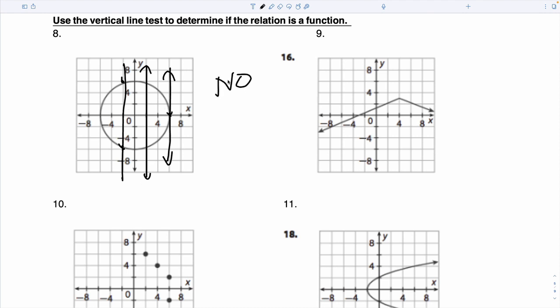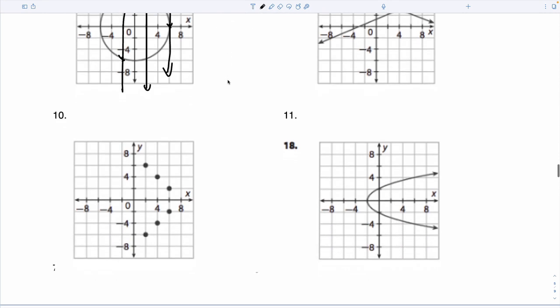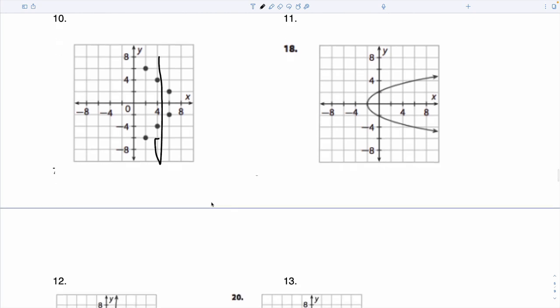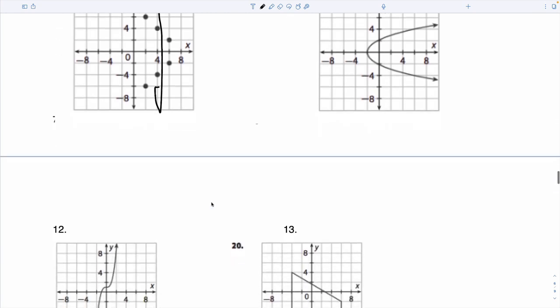Number 16, Kingston's not here. Tanner. Correct. Number 10, Lexi. It is not a function. Correct. Number 11 or 18, whatever you prefer. Colby. Number 8. What one are we on? Number 11. Number 11. It says 18. It is not a function, that's correct.